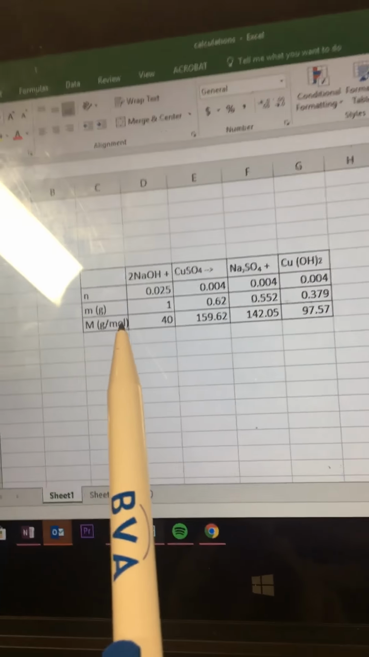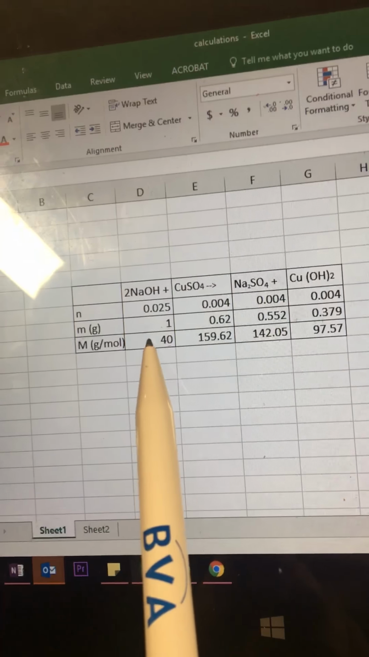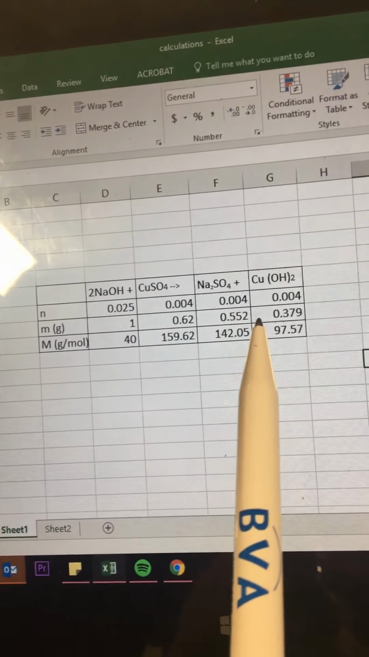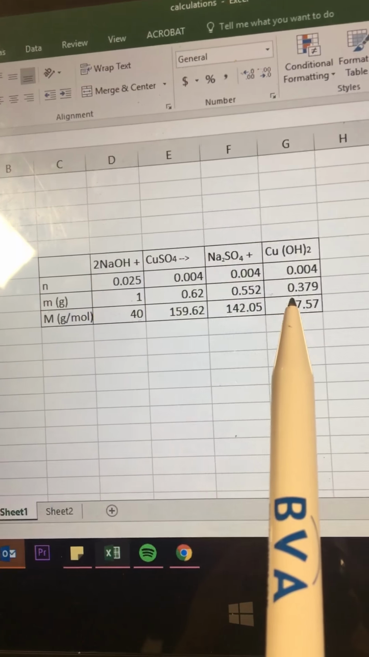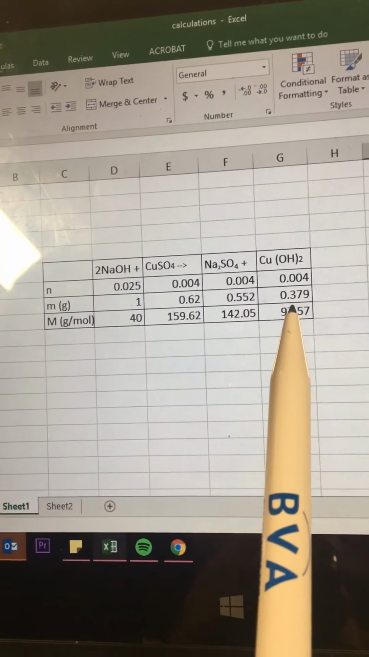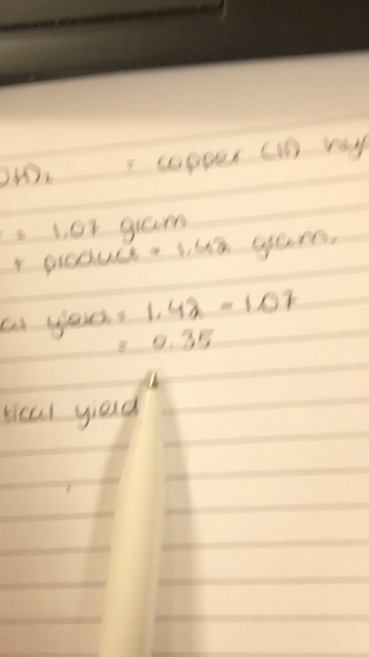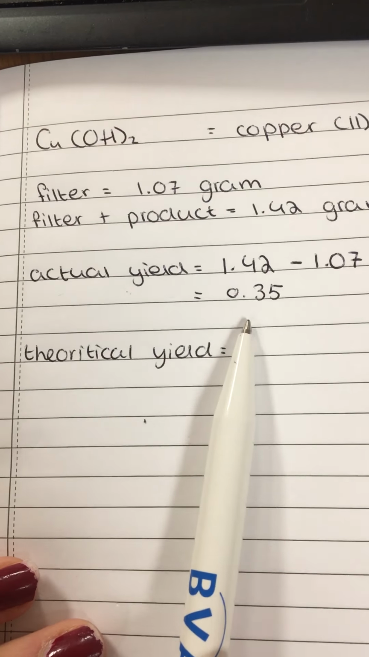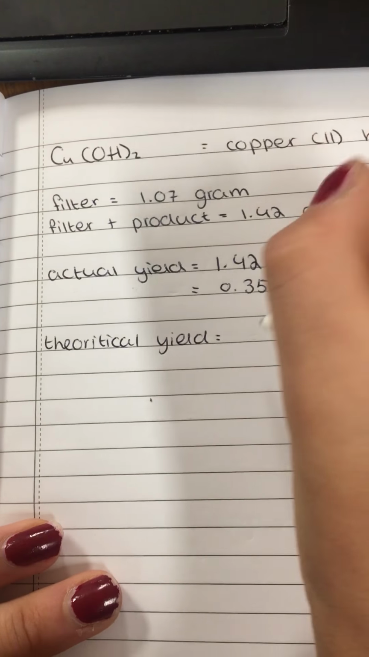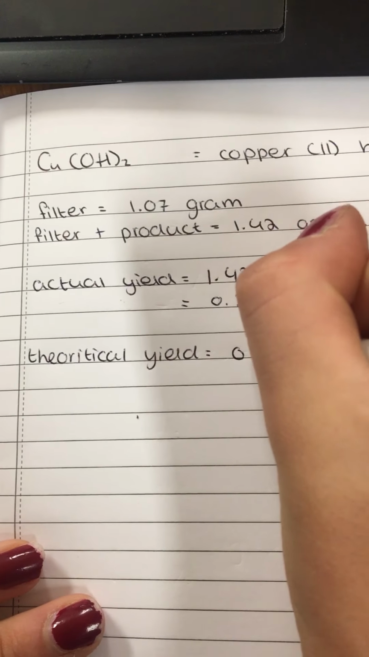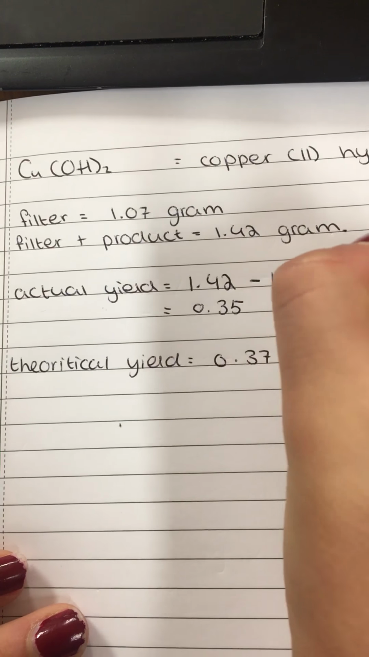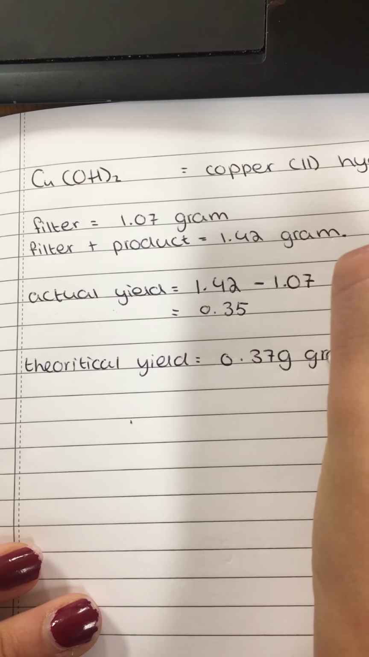We look at the smaller one, which is defined as the grams. We see that copper hydroxide is 0.379, which is the closest to the actual yield, which is 0.35. That's why the theoretical yield is 0.379 grams.